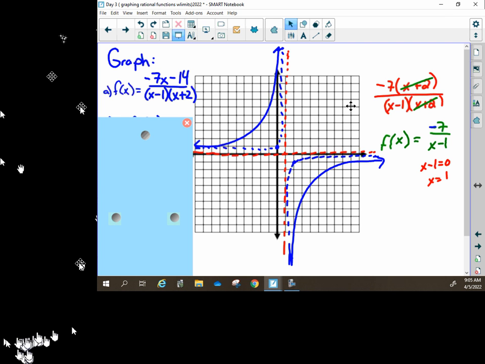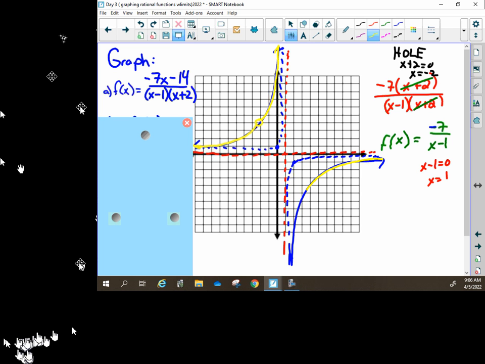But what am I still missing? And this is the part you'll always end up missing when I say graph. Yeah, that hole. There's a hole in this graph. And that hole happens where x plus 2 equals 0, so x equals -2. So we have to come over here to -2, and we're going to come up to the graph right here and put that hole right there on the graph. So our graph would look like that, right there.